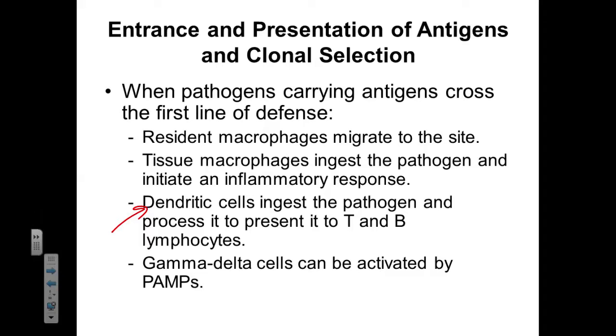So these gamma delta T cells serve as an interface between our specific and non-specific immune system. Those PAMPs, generally speaking, are going to be primarily associated with that second line of defense, but PAMPs can activate the gamma delta T cells to initiate our third line of defense as well.